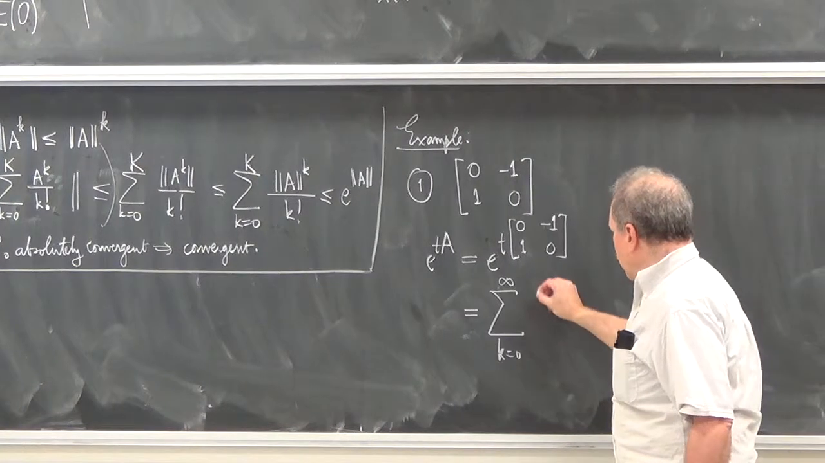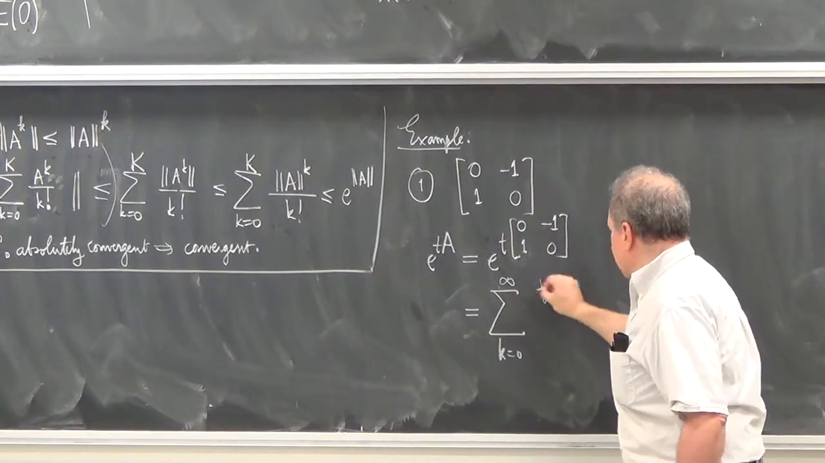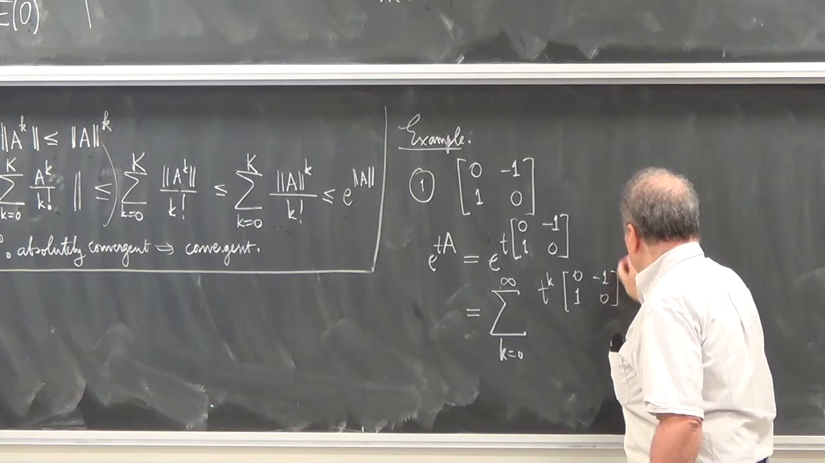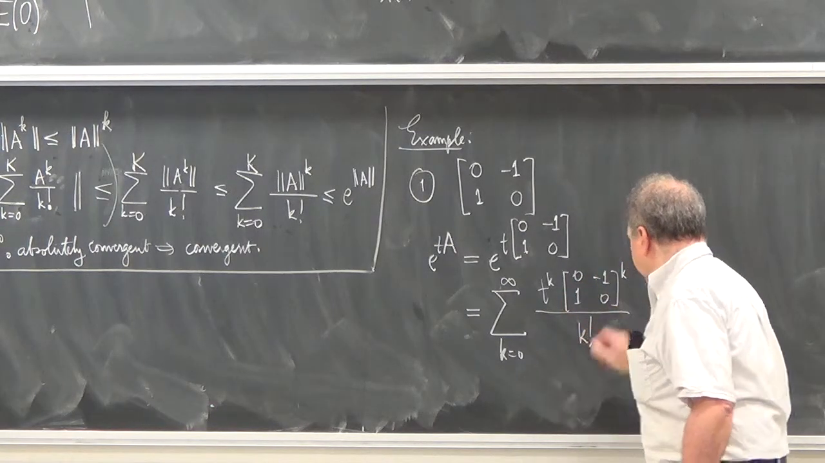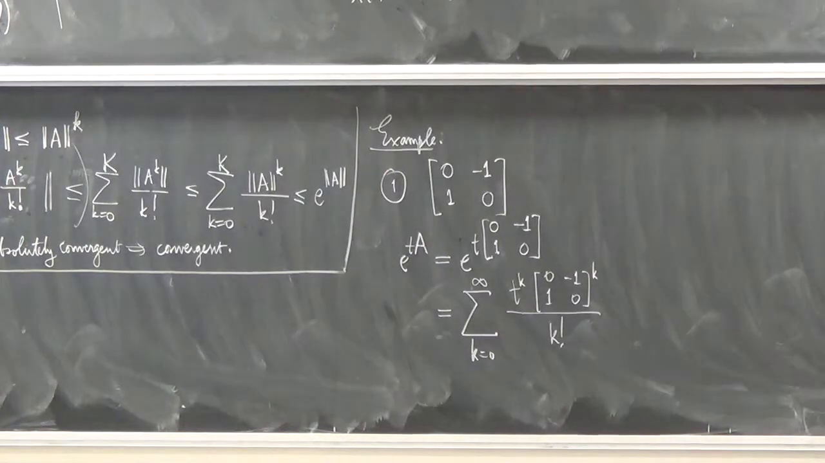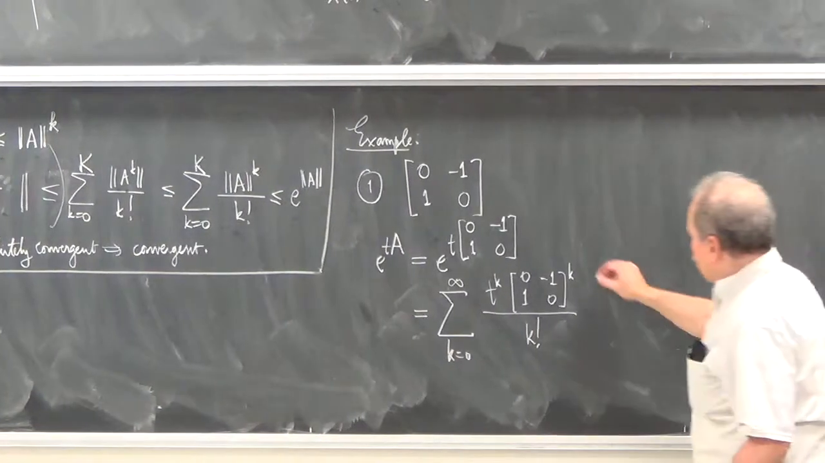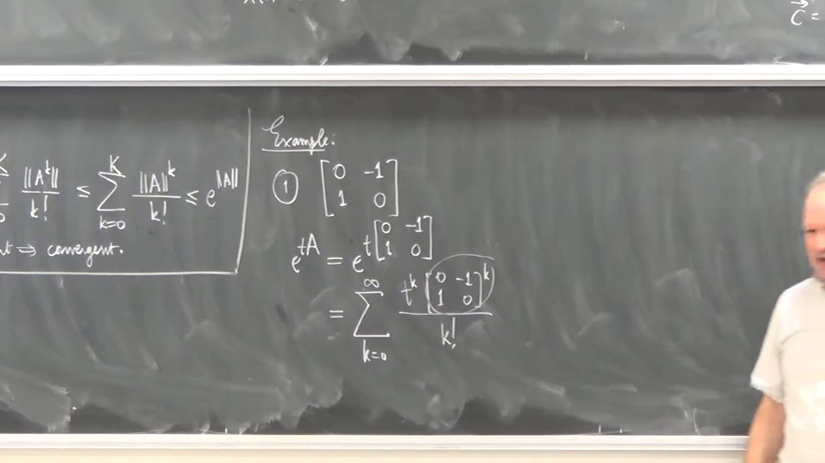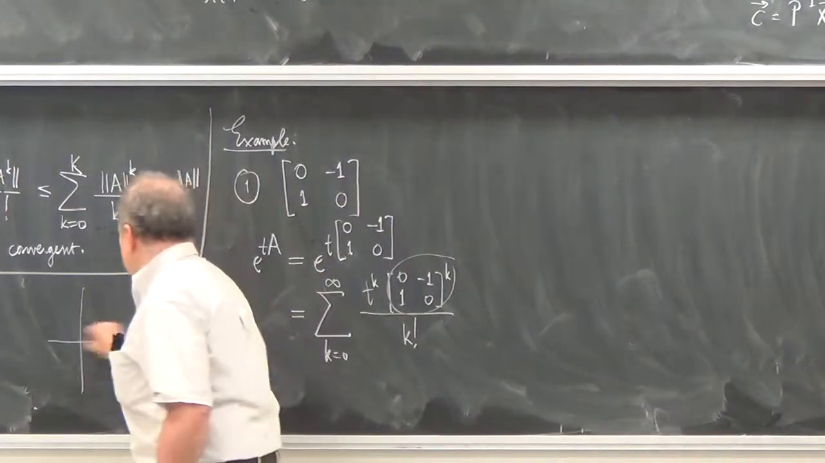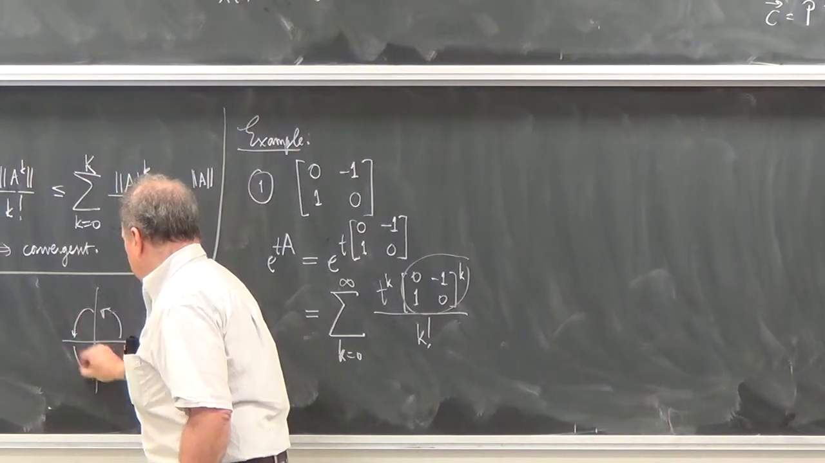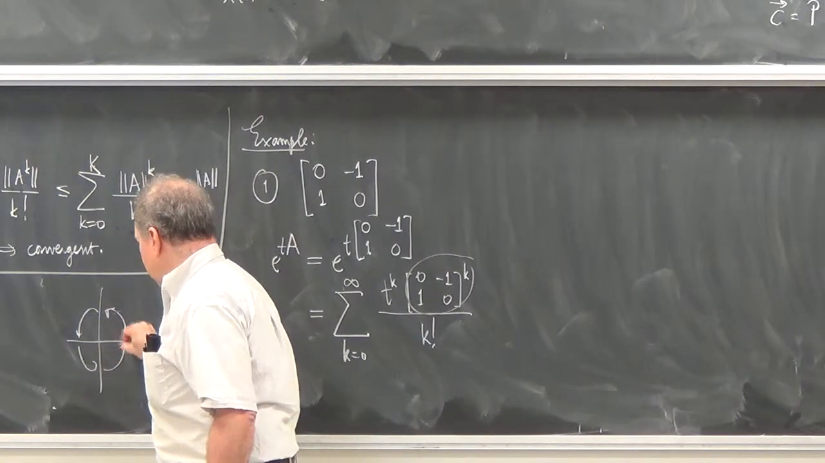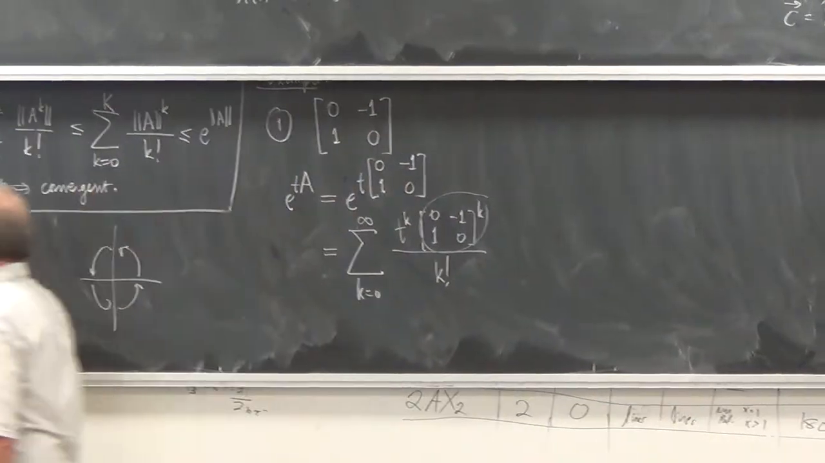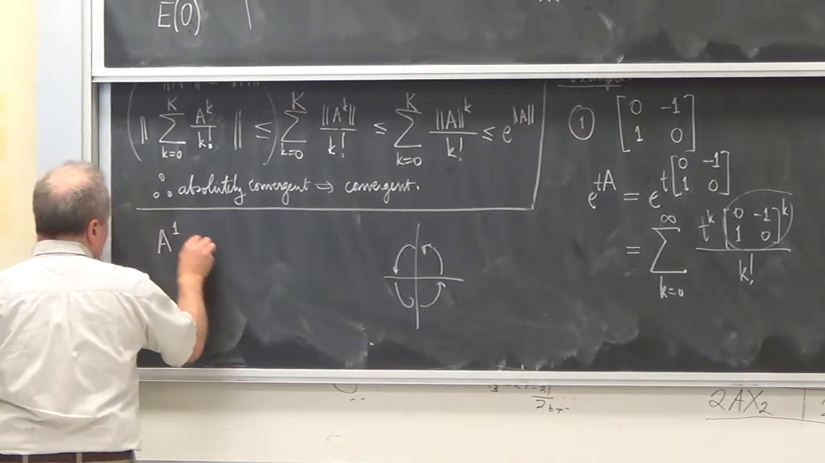I'm going to take the sum of the kth power of t times the kth power of this guy, over k factorial. Now think about this geometrically. What are the powers of a 90-degree rotation? Rotations by 180 and 270, and then you're back to where you started. So in other words, A to the 1 is A.